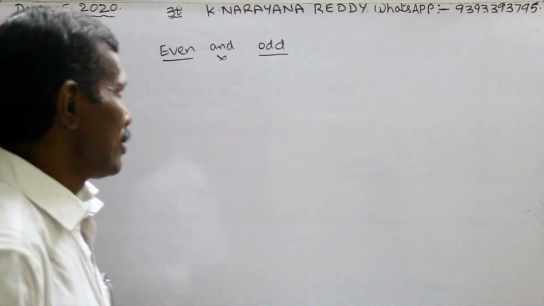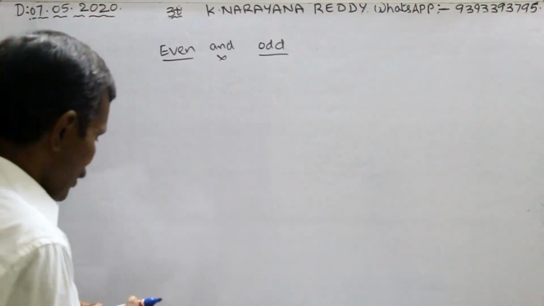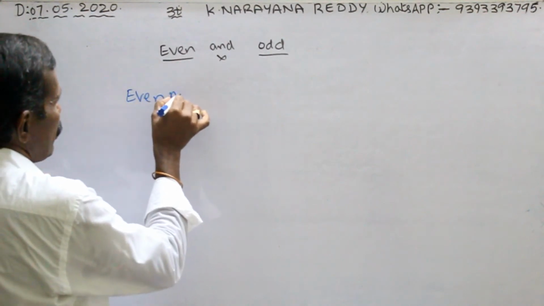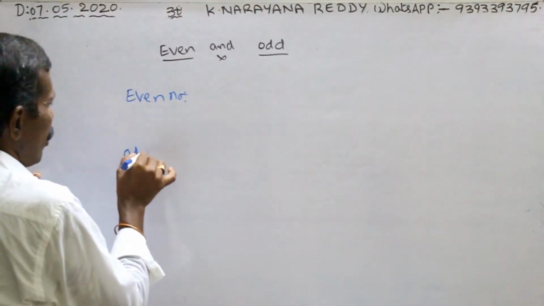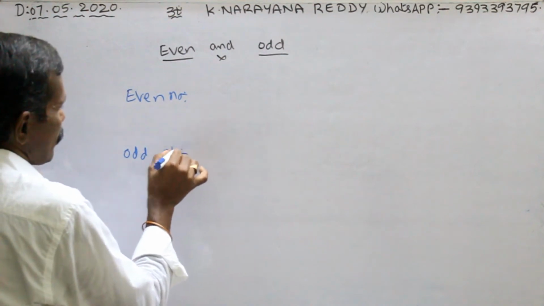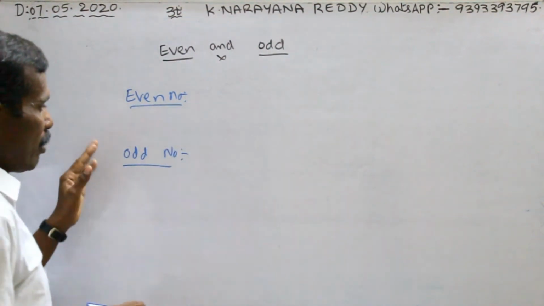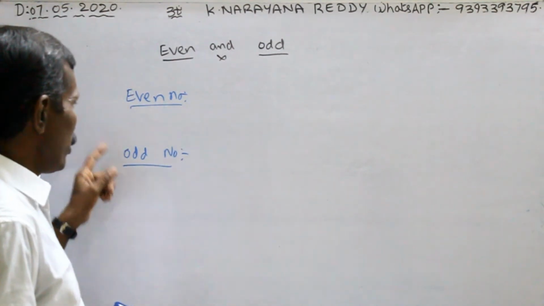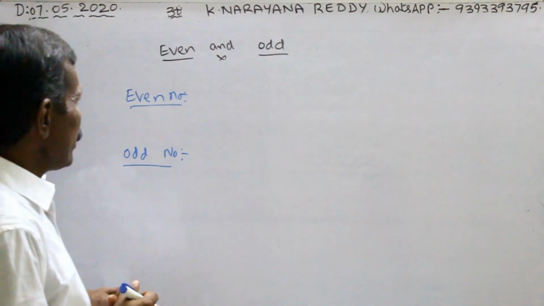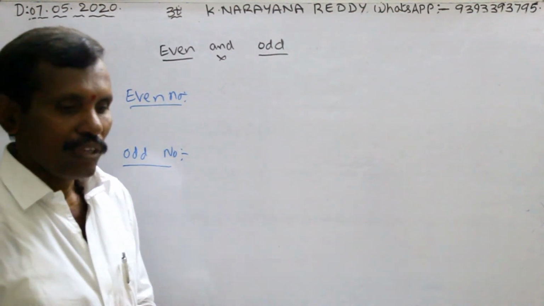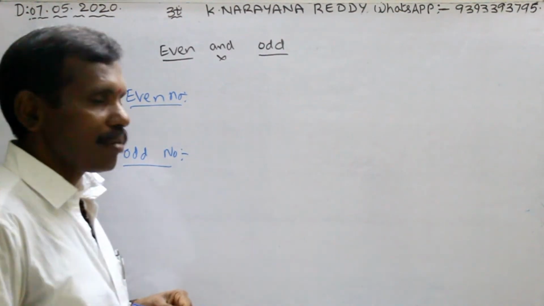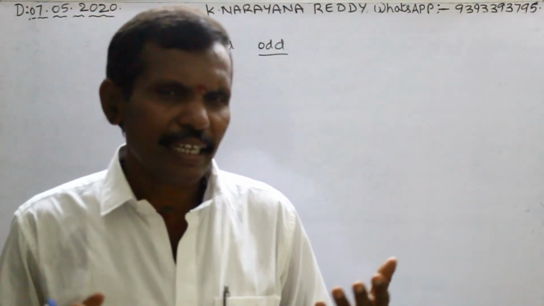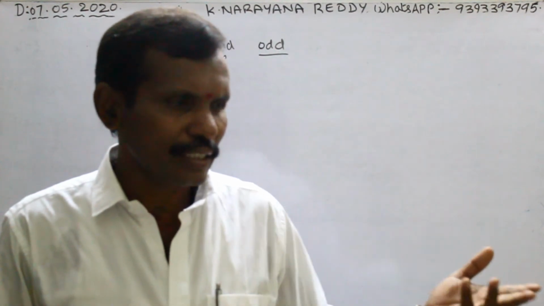What is the condition? See here, suppose even number and odd number. Even number and odd number. What is an even number? Which type of numbers are called even numbers? Which type of numbers are called odd numbers? What is the condition? Why are you calling this even and this odd?